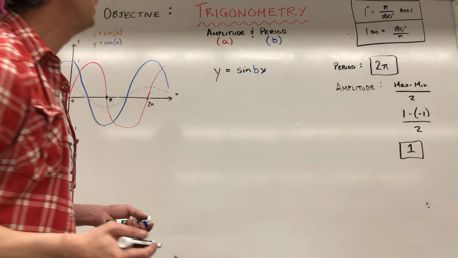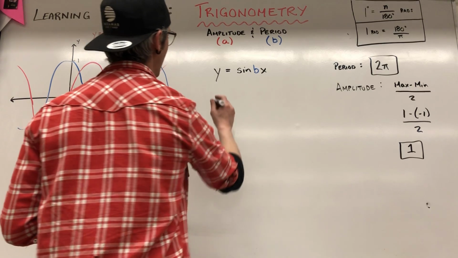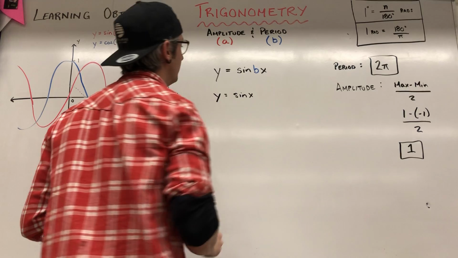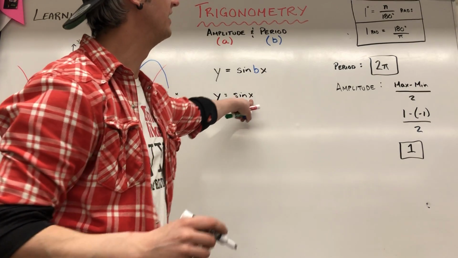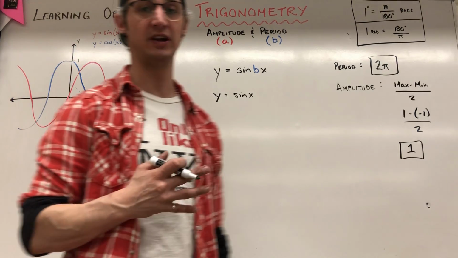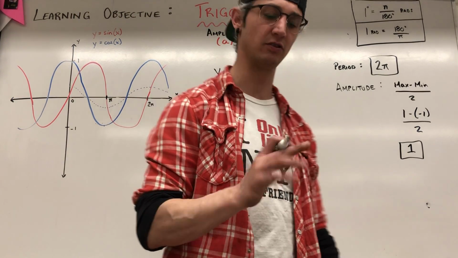So my baseline period is 2 pi, okay? If I have y is equal to sine x, there's nothing in front of my x except for 1, so I assume that I'm at my baseline period of 2 pi. Now, just like in every other transformation we've dealt with, b is a reciprocal, it plays reciprocally, okay?